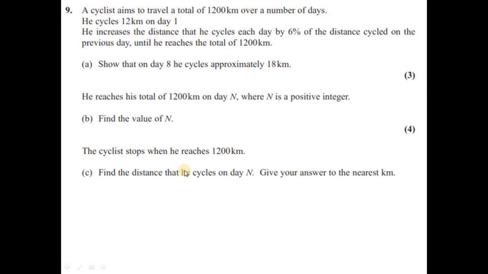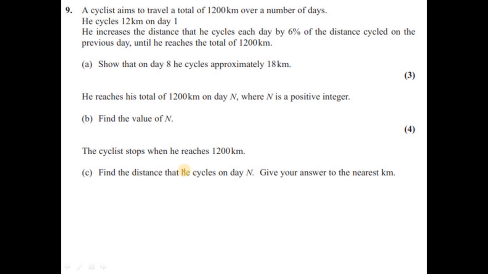Question number 9. A cyclist aims to travel a total of 1200 km over a number of days. He cycles 12 km on day 1. He increases the distance that he cycles each day by 6% of the distance cycled on the previous day until he reaches the total of 1200 km. Show that on day 8 he cycles approximately 18 km.